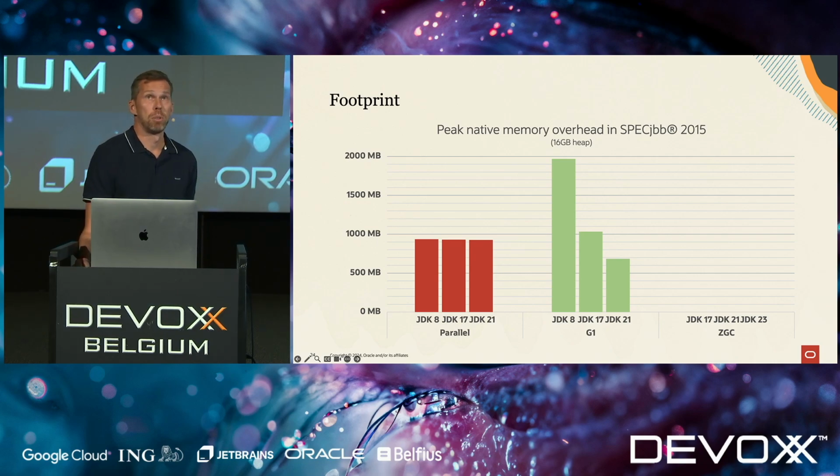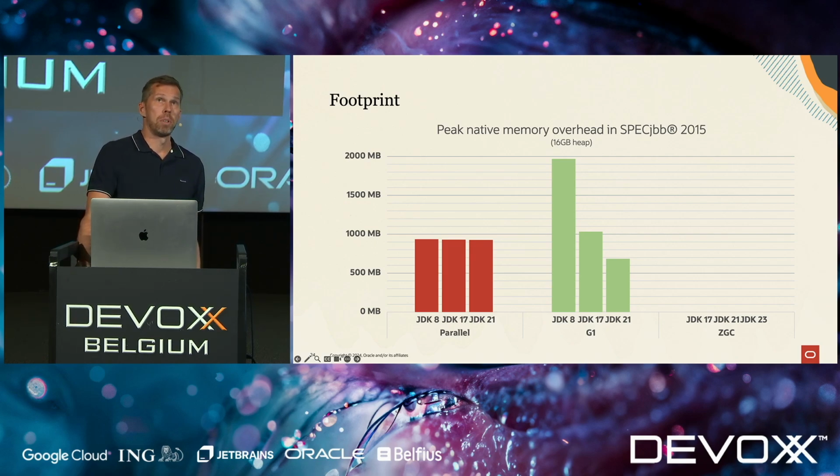One of the biggest problems we saw with G1 in JDK 8, or heard about, was the additional native memory overhead. And the big reason behind this is a data structure called the remember sets. The remember sets are needed to be able to do those region-based collections that I mentioned earlier. So to be able to collect the old generation regions, we need to have remember sets for them. That's how we know what needs to be kept alive and things like that.